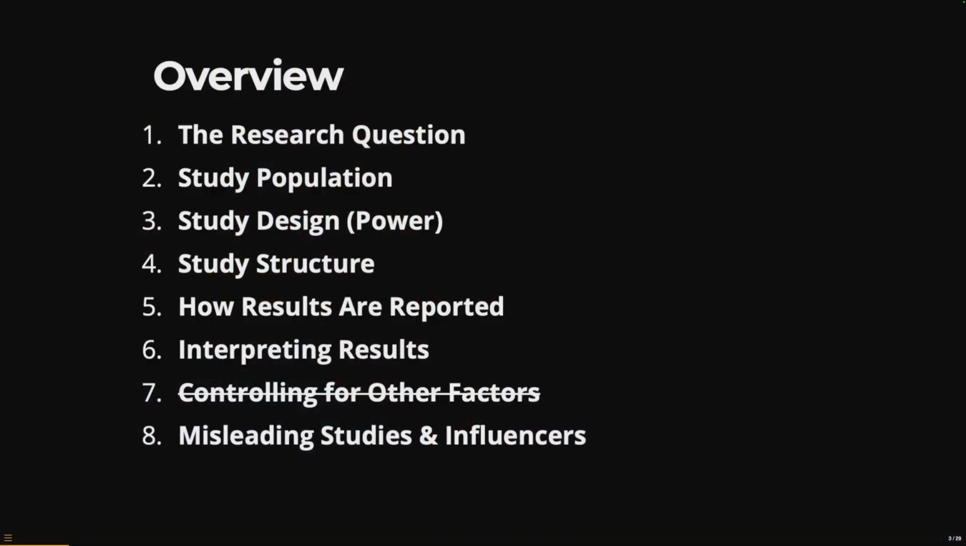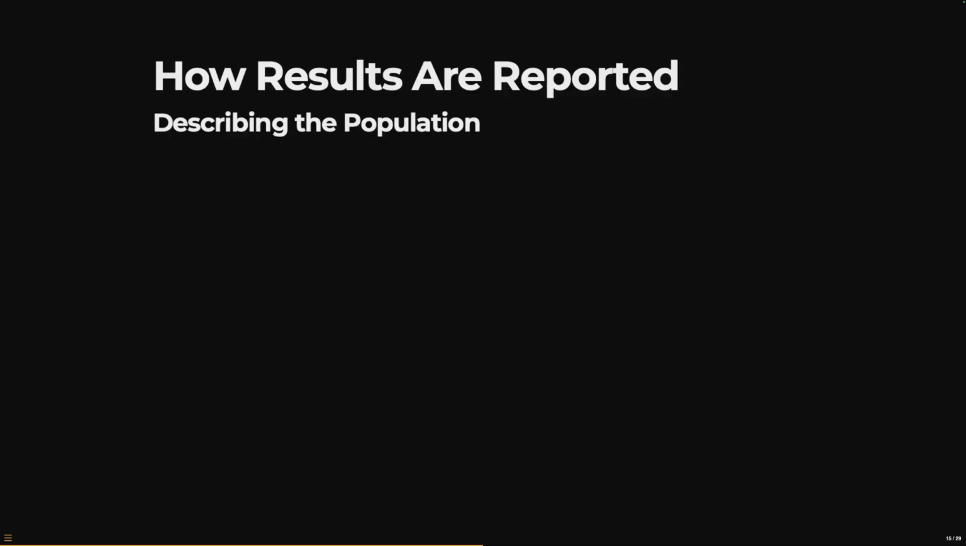Okay. So where were we? So we are at section 5, how results are reported. Last week we did the first 4, and now we're going to do the last 3. Correct. Okay. So let's get into this section. In the previous episode, the last section we did was how the studies are structured and where to find things, and now I'm going to talk about how the results are reported.